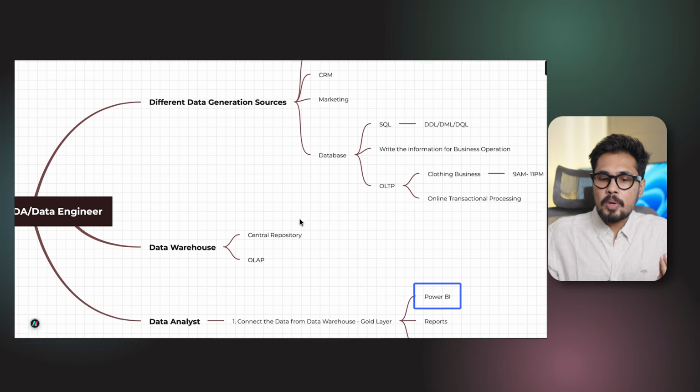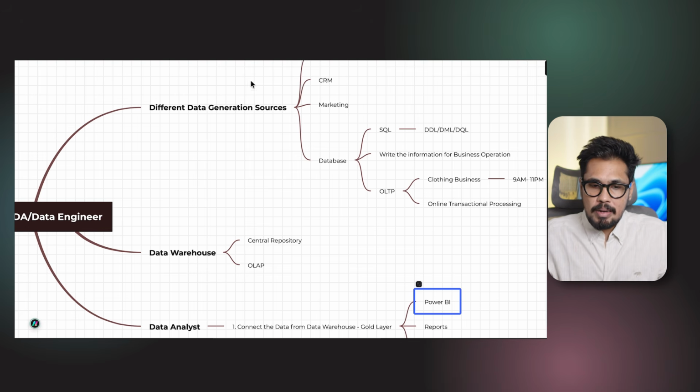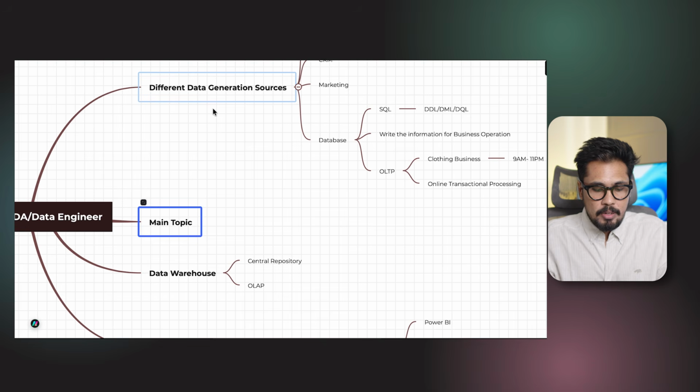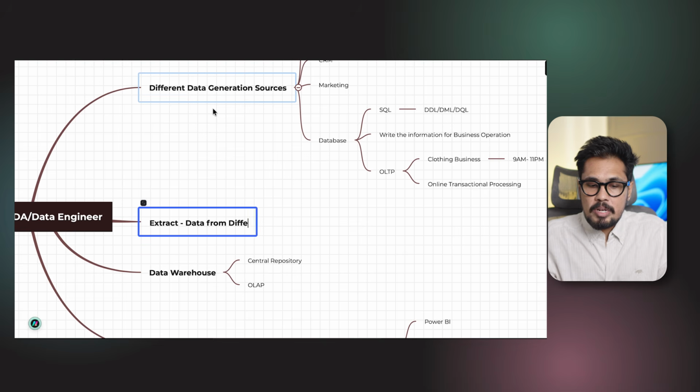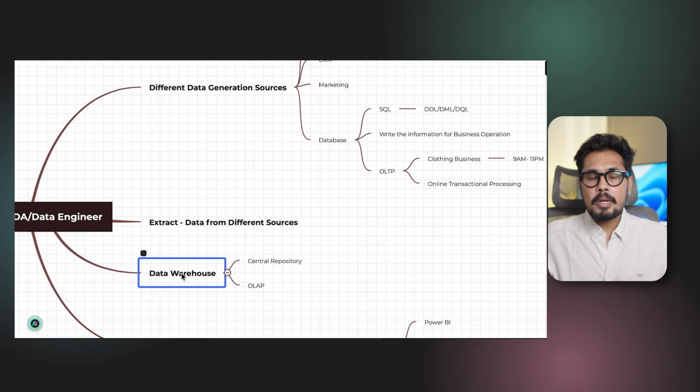So now, the data from different sources, in order to analyze it, they are trying to extract. The very first step is extracting. Who is extracting? A data engineer is extracting data from different sources. Why is he extracting data from different sources? He wants to load it into a data warehouse.